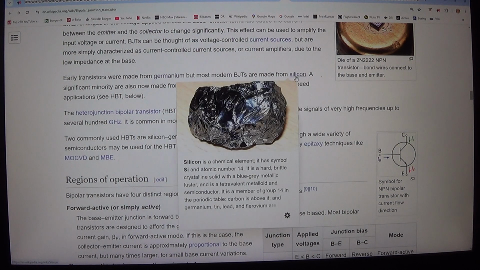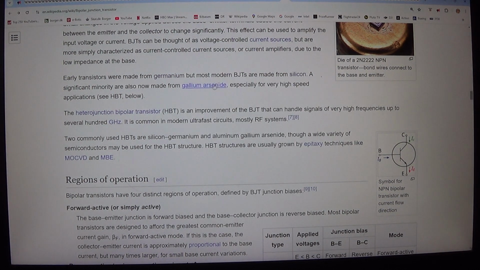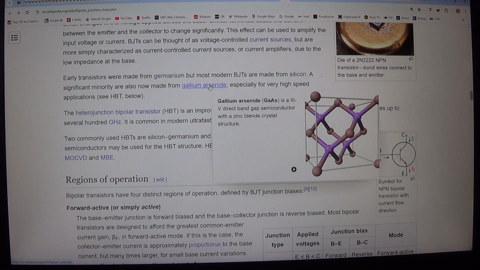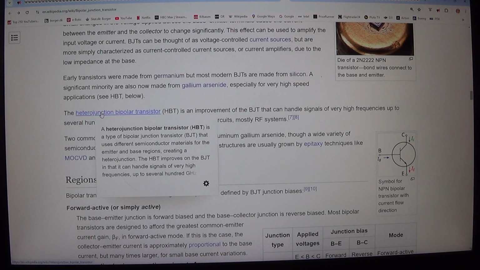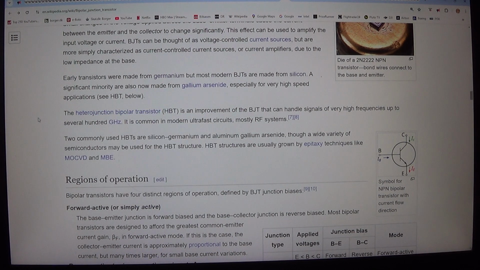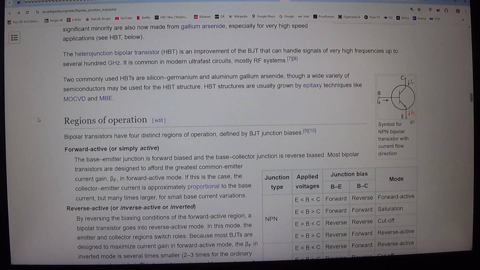A significant minority are also now made from gallium arsenide, especially for very high-speed applications, see HBT, below. The heterojunction bipolar transistor, HBT, is an improvement of the BJT that can handle signals of very high frequencies up to several hundred GHz. It is common in modern ultrafast circuits, mostly RF systems.